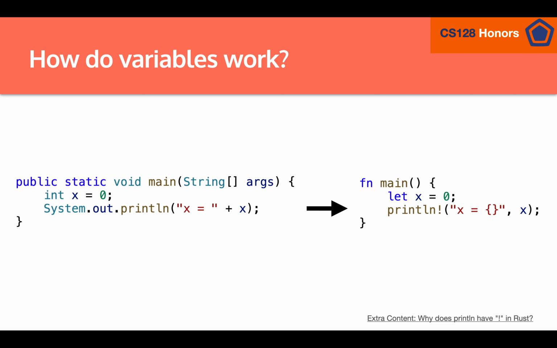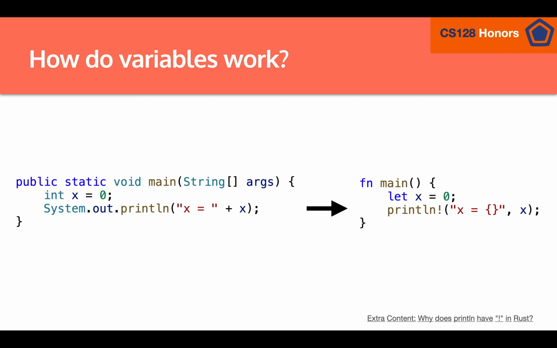And what this is really nice for is if you have a lot of variables and a really long string, it makes it a little bit easier to read than if you were looking at the System.out.println where you have a bunch of pluses everywhere. And for some extra content, if you want to know why the println has that exclamation mark, take a look at the link at the bottom right corner there. And so when we run both of these functions, you'll see that both of them are equal to 0, which is exactly what we expect.